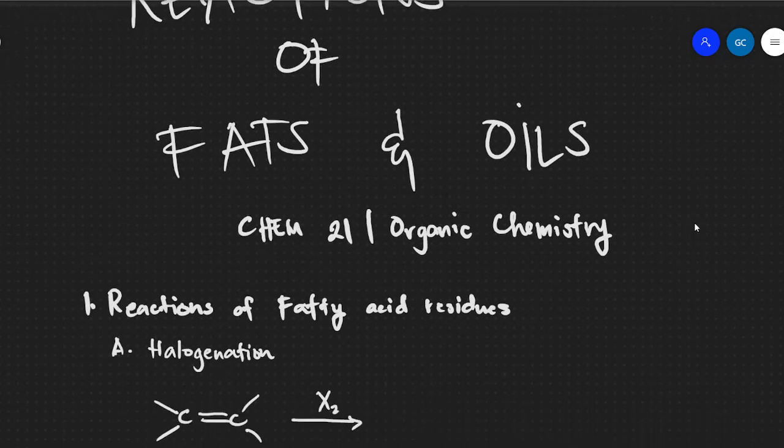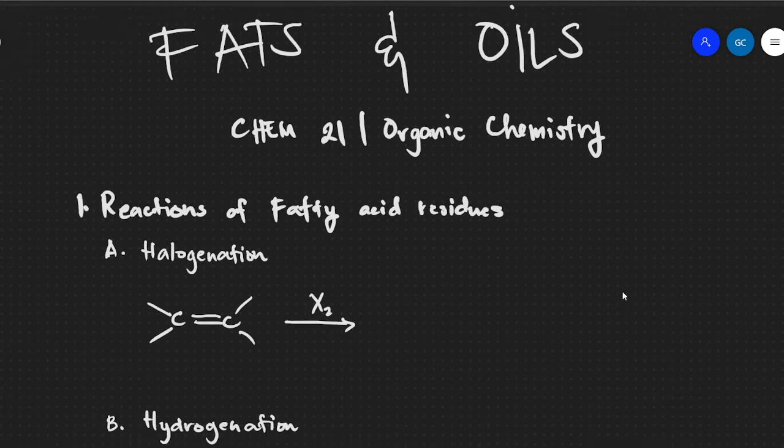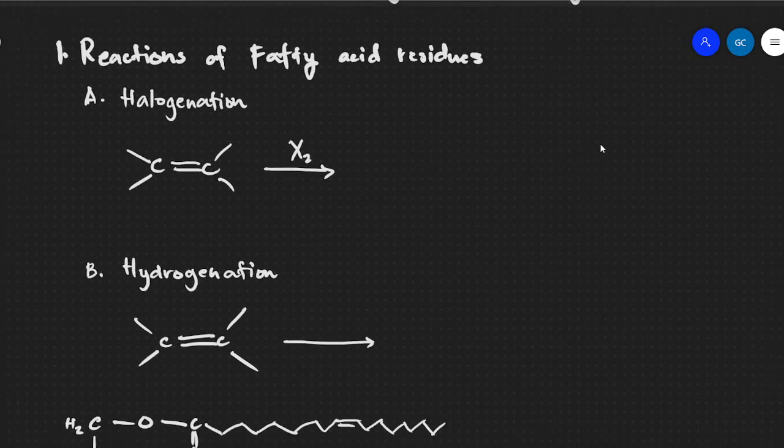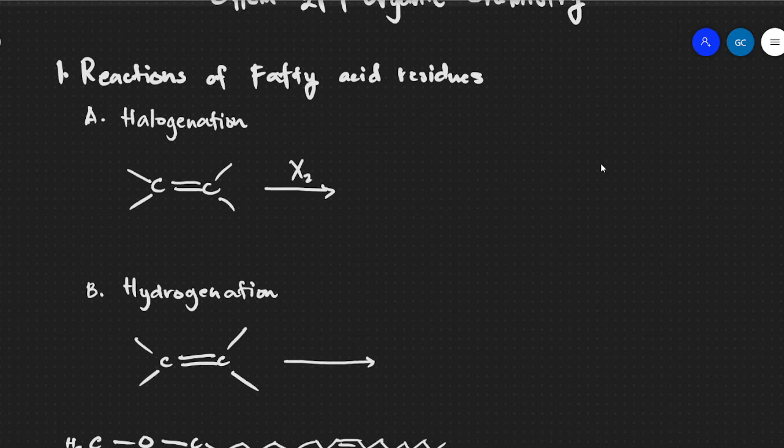So, first, we need to look into the reactions of the fatty acid residues. There are actually two reactions involving the fatty acid residues. The first reaction is called halogenation. This is not actually new to you, because halogenation is just the addition of halogens. What are our halogens? These are fluorine, bromine, and iodine. Then hydrogenation, again, is also not new to you.